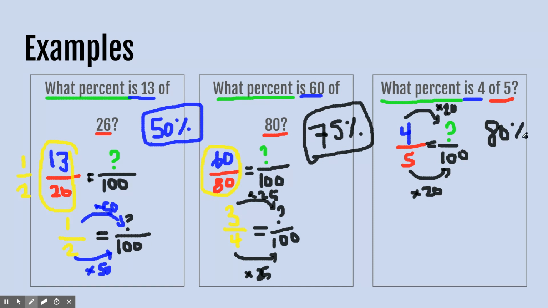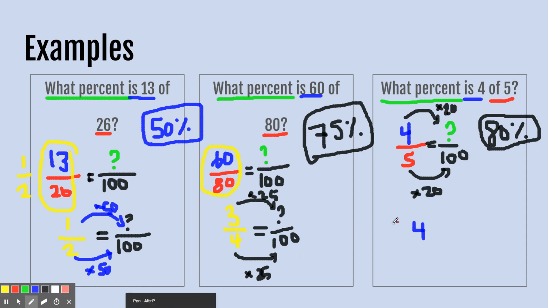Let's say you wanted to just change 4/5 to a percent by dividing. So I'll show you how you can use the other way that we've been doing so far this year. If I divided, since 4 is in the numerator, that goes inside, 5 goes outside. And so when I divide them like this, 5 does not go into 4, right? So there are no groups of 5 and 4. So I would have to add a decimal and a 0 in order to keep going.